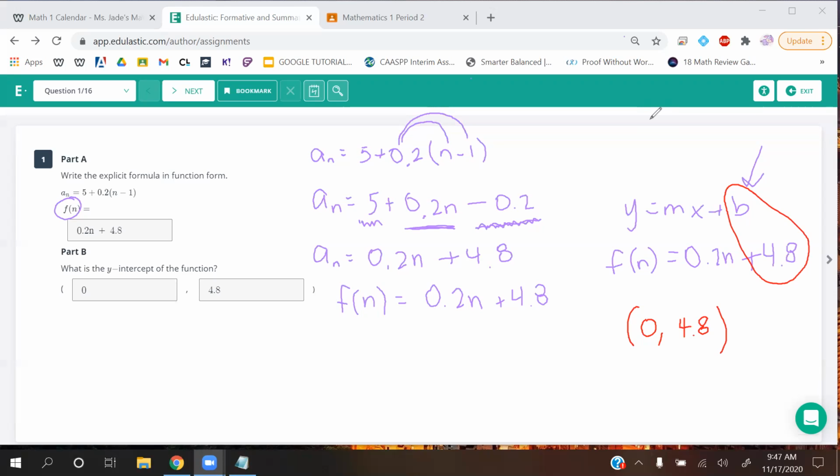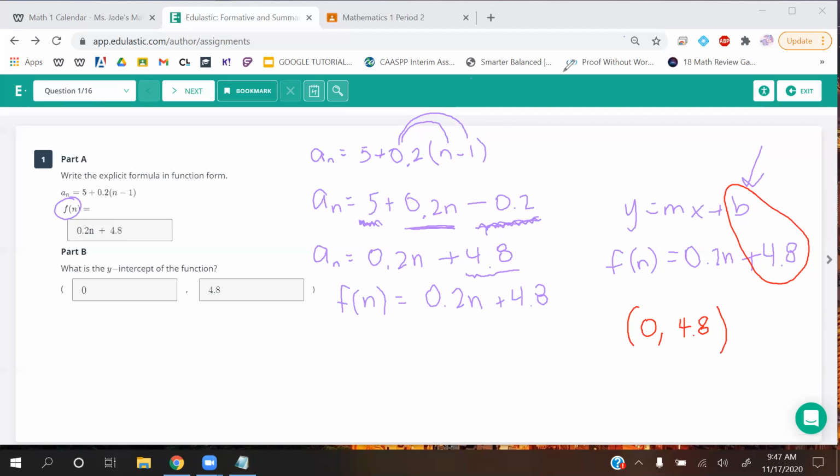Okay. So always feel free to let me know if you do have any questions, and then I will check it out. It says 4.8, not 1.8, because 5 minus 0.2 will give us 4.8. That's where the numbers came from. 5 and then negative 0.2 gives us the 4.8.